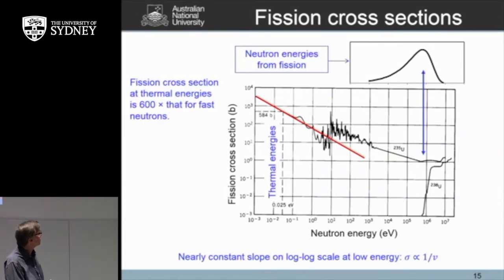Let me first of all point out this feature here, that at low energies, this cross-section is a straight line on a log-log plot, and that comes about because the cross-section is effectively proportional to 1 over the neutron velocity. So it becomes a straight line on a log-log plot. And that turns out to be useful, and I'll mention that again in a moment.